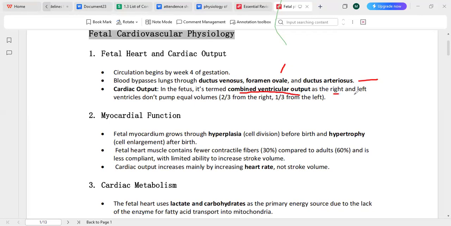Why? Because the right and left ventricles don't pump equal volumes. Two-thirds is pumped from the right and one-third from the left. This is important: the fetal myocardium grows through hyperplasia, cell division, before birth, and after birth we have hypertrophy. Fetal heart muscle contains fewer contractile fibers, 30%, while in adults we have 60%. It is less compliant, or less flexible, with limited ability to increase stroke volume. Cardiac output increases mainly by increasing heart rate, not stroke volume.